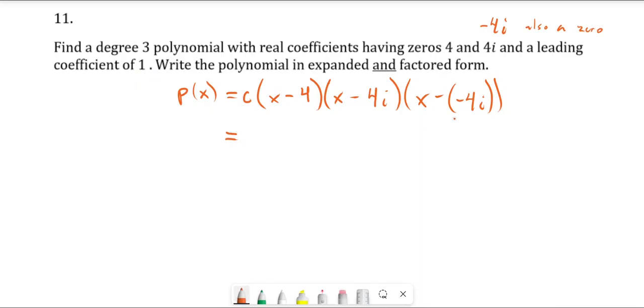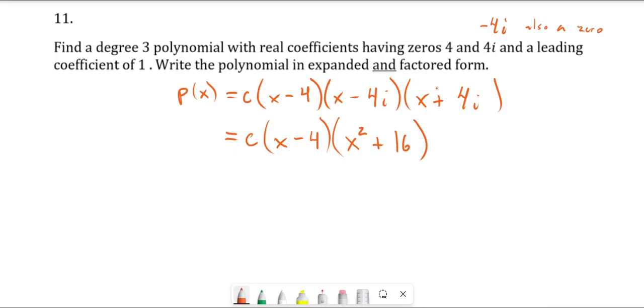Now, this isn't quite a polynomial in terms of reals yet. This is a polynomial in terms of complex numbers. So let's first of all rewrite this as x plus 4i. That part is obvious. And let's expand this to get a factored form of a real polynomial. So x times x is x squared. Your last terms multiply to give me minus 16i squared, so that's just plus 16. And your middle terms cancel because this looks like difference of squares, and we're done. Now this is factored and is a real polynomial.